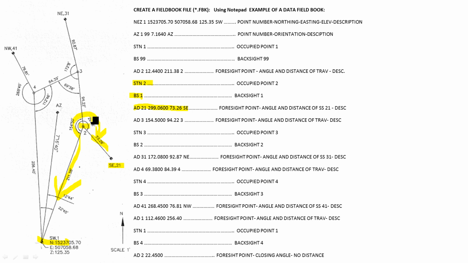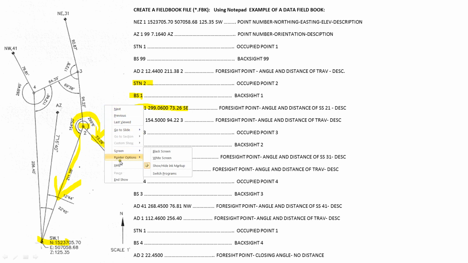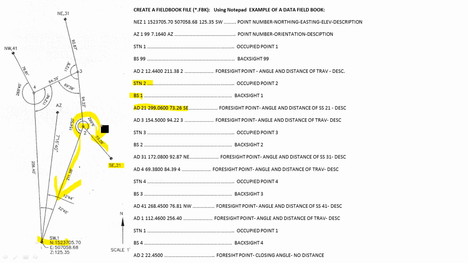299.0600, that is this piece of information right here. That means I'm looking at 299 degrees, 6 minutes, and 0 seconds. Notice how it has 06, and then it has 00. So it's 299 degrees, 6 minutes, and 0 seconds. And the distance is here. Now, the description of the point 21 is the southeast.